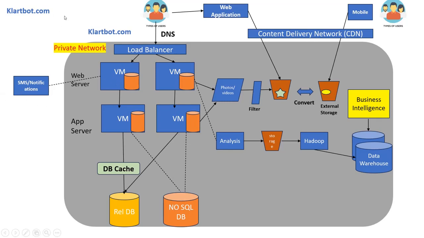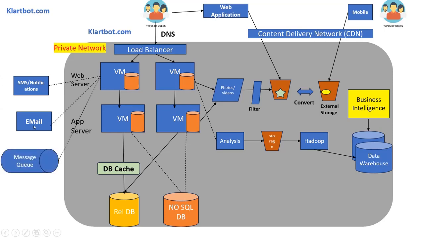We need to implement that feature also in our clarkbot.com. So to do that, we need to have some mechanism called SMS or notification. And sometimes whenever any friend request is accepted or anything happened to your account, you will get emails also. So we need to implement an email service also.